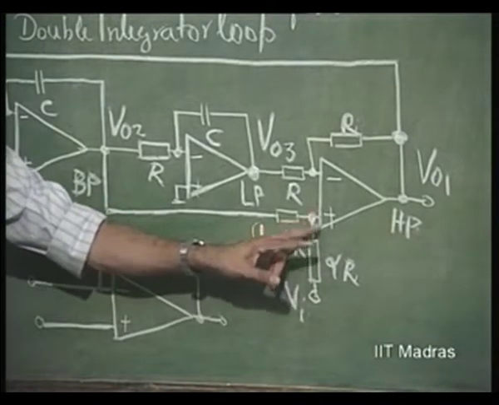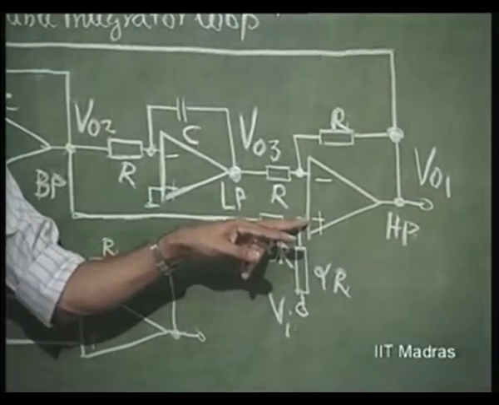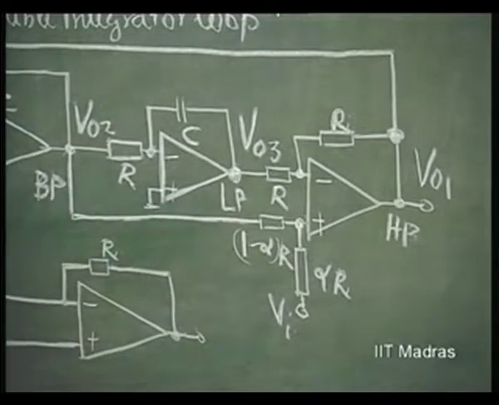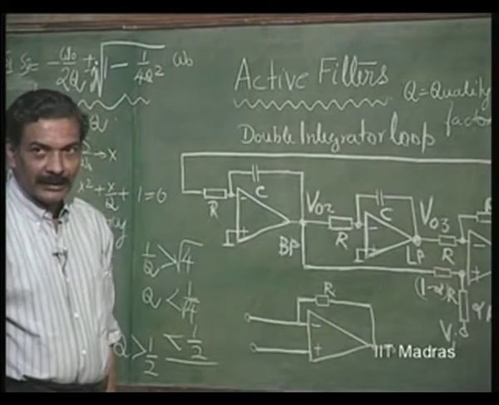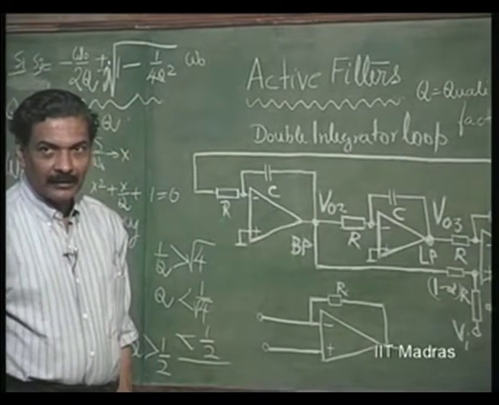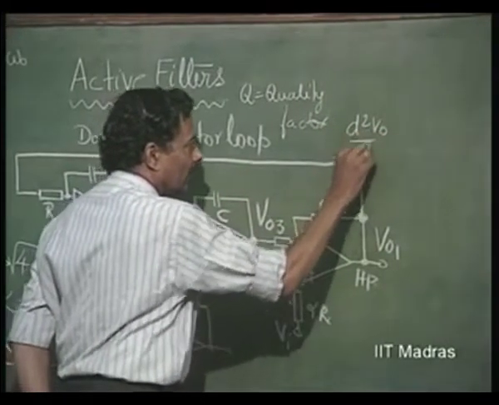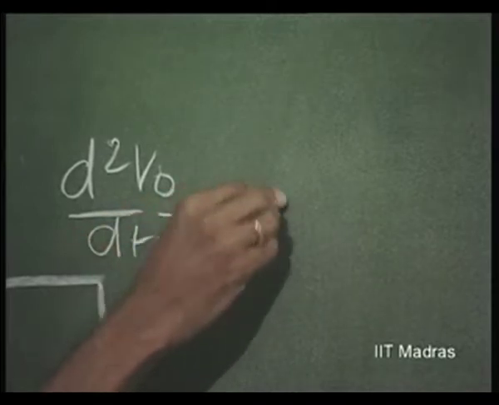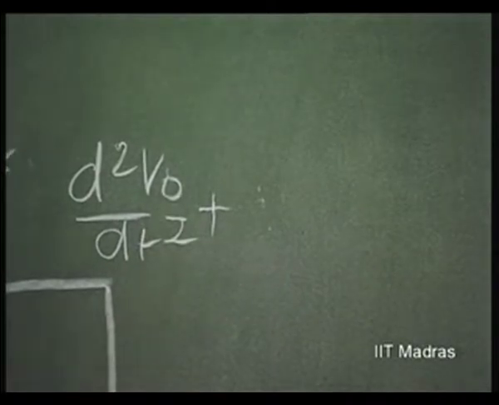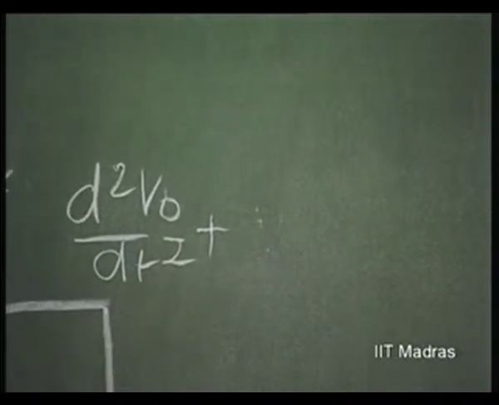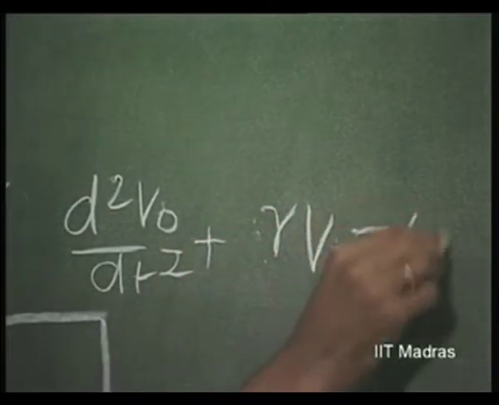Vi is connected here, but this is 0. That means this whole thing is not getting fed back here. That means it is just having two integrators and inversion. Actually speaking, if you look at the differential equation, it has only d squared v naught by dt squared plus, we said alpha here, this is 0. That means the dv naught by dt term is not present. Only v naught, some gamma v naught, equals vi or 0.